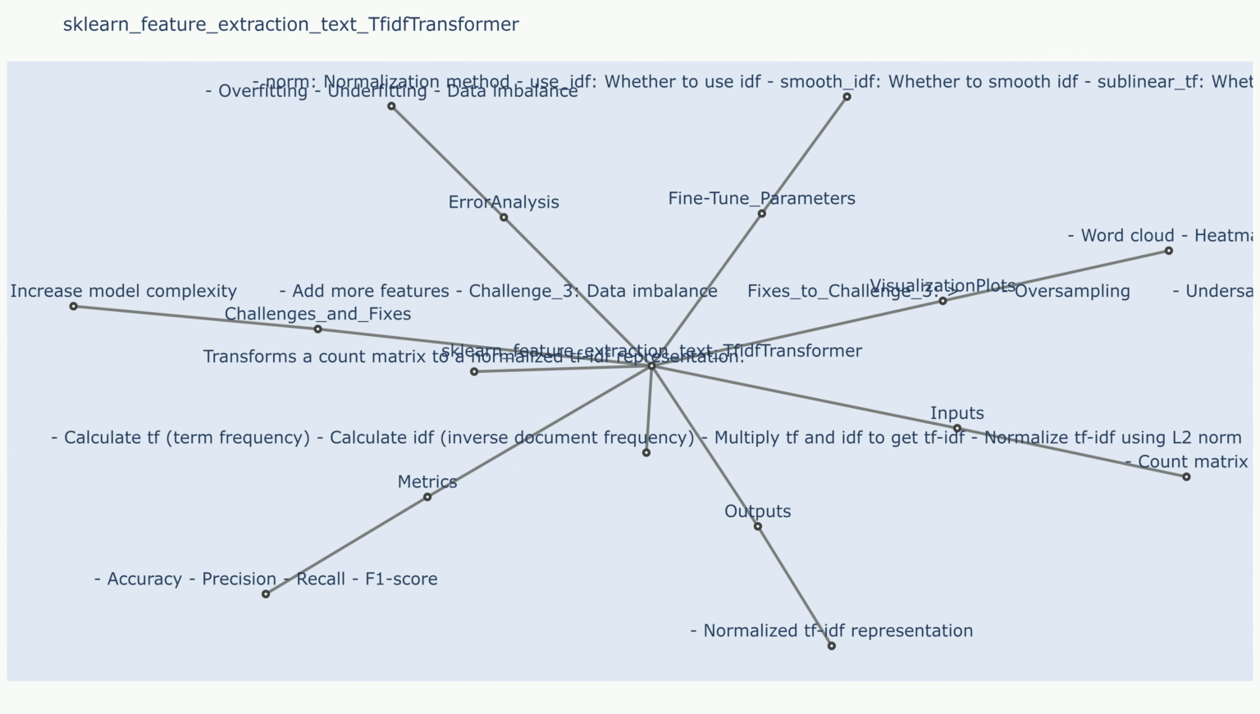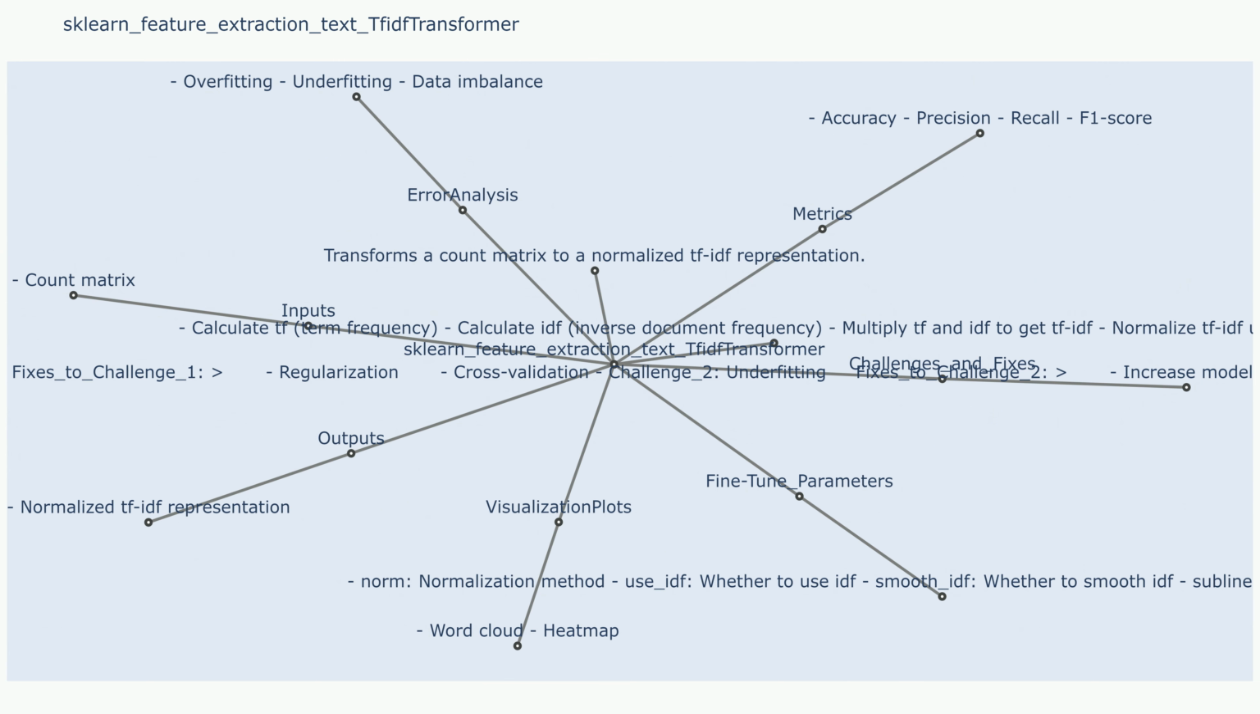Challenge 2. Overfitting. If the training data is not sufficiently representative of the real world data, the TF-IDF model can overfit the training data, leading to poor generalization performance on unseen data. Sample use case that resulted in Challenge 2. A training dataset consisting of only technical documents may not be representative of a broader range of text data.